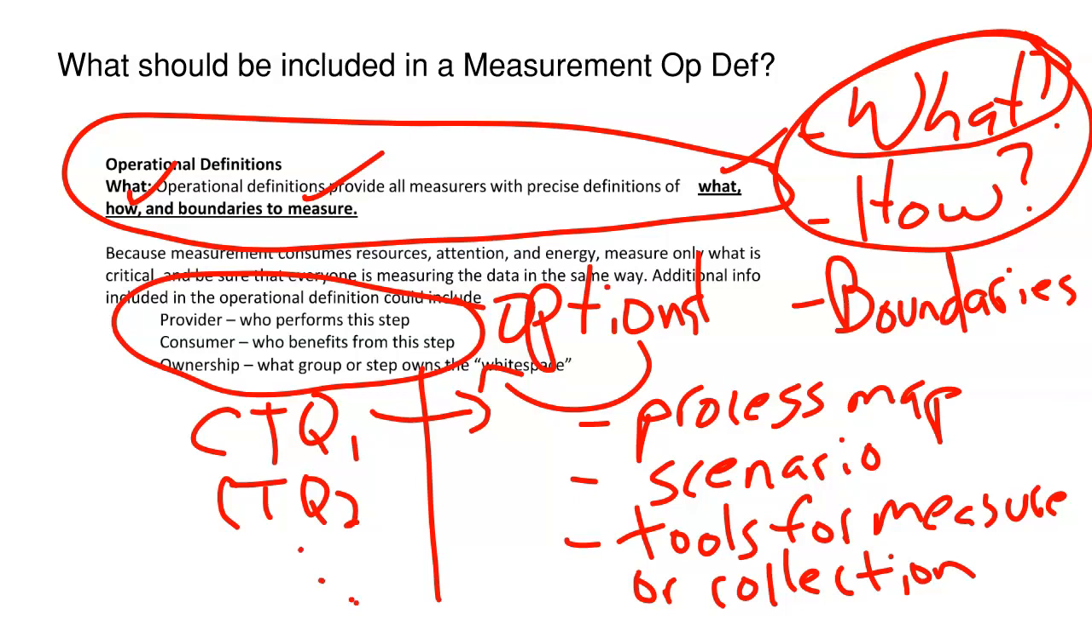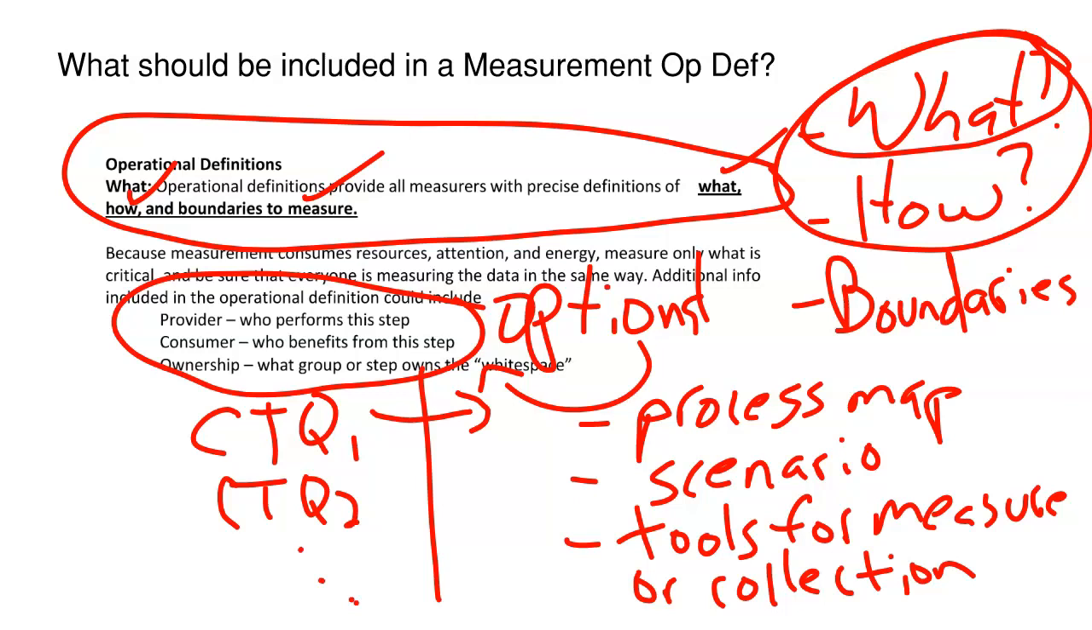They're especially important for time-based metrics because there's often such confusion over where cycle time begins and ends for the activity, or where lead time begins and ends for the full process from the customer's perspective.